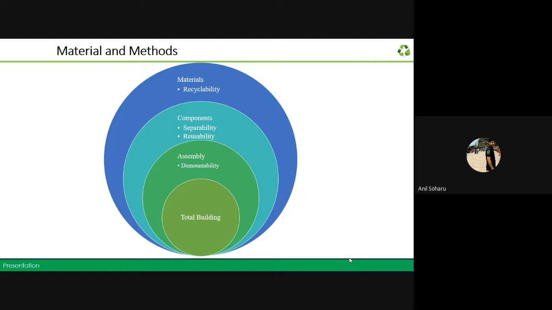Then assembly: the door as a whole, with the handle and all. Can it be demounted? Can it be refixed? These need to be studied. This is the way we need to work, based on the materials and methods, so that the overall building can be split into material, component, and assembly to avoid wastage.